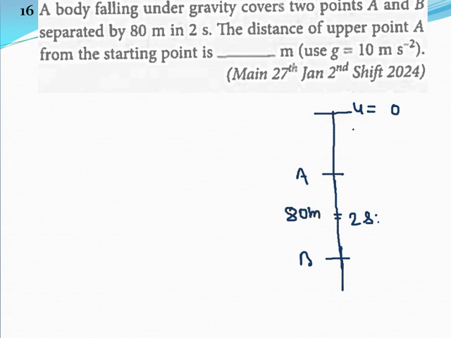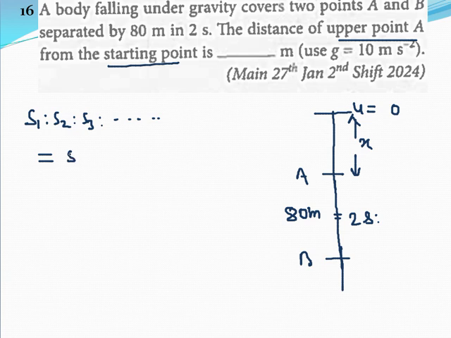We have to find the distance covered while reaching point A, the distance of the upper point A from the starting point. We know very well that the sequence S1, S2, S3 is x, 3x, 5x, 7x. So S1 is 5, S2 is 3x, that means 15. Now 5x, that means 25, 7x is 35, and 9x is 45.